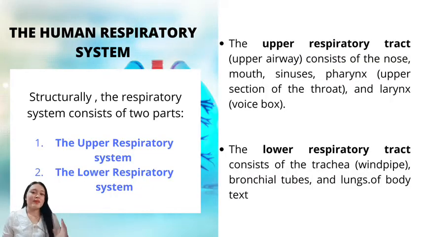The respiratory system has upper and lower parts. The upper respiratory tract or upper airways consist of the nose, mouth, sinuses, pharynx or the upper section of the throat, and the larynx or the voice box. While the lower respiratory tract consists of the trachea or windpipe, bronchial tubes, and the lungs. So I will discuss it later one by one, the anatomy, structures, its parts and functions to make the respiratory system work. So listen attentively so that you can catch every detail that I'll give to you.